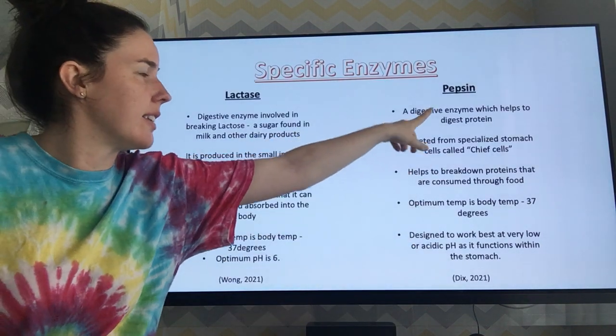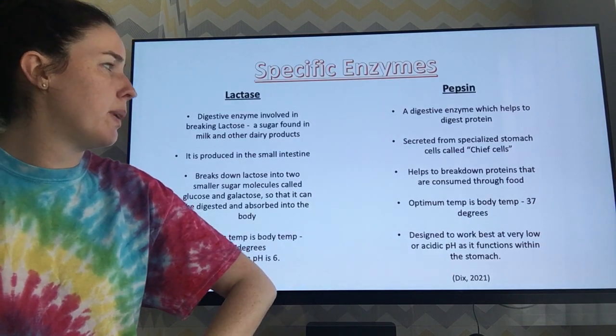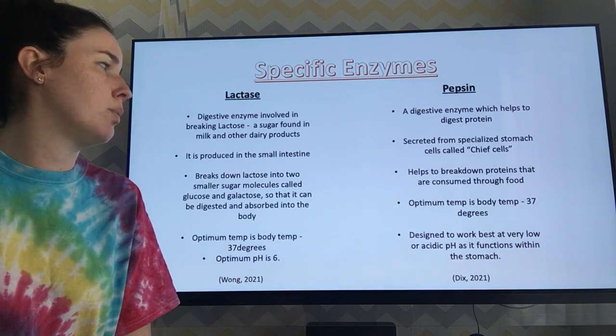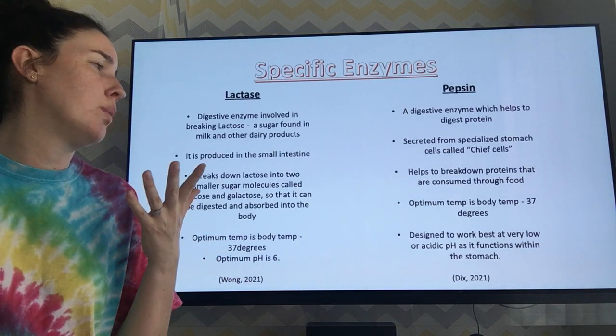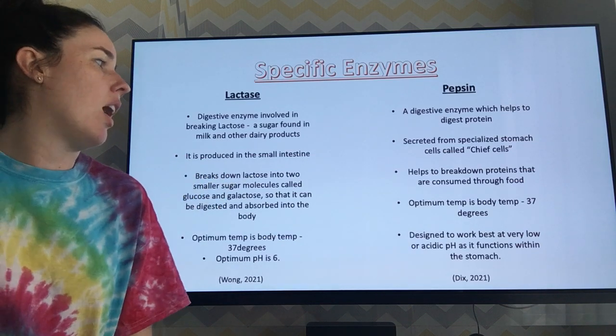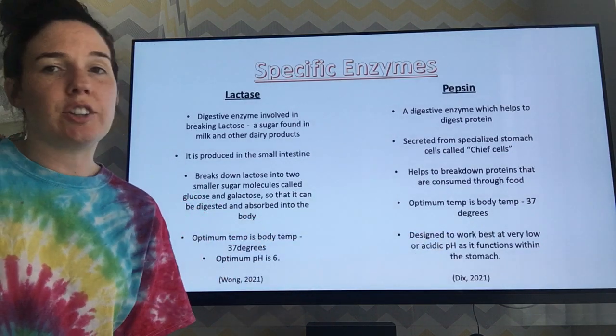Pepsin, another digestive enzyme, helps digest protein. It's secreted from specialised stomach cells called chief cells. It helps to break down proteins that are consumed, and has an optimum temperature again of 37 degrees Celsius, which is body temperature, and it is designed to work best at a very low or acidic pH as it functions within the stomach.